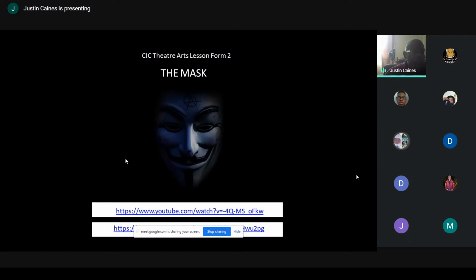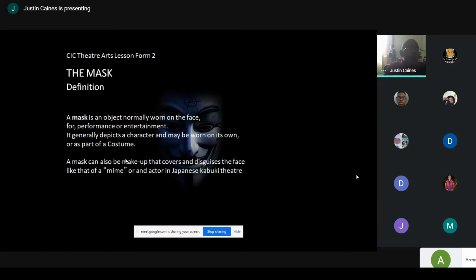First and foremost, we define what a mask is. Again, mute your mics when you don't need to talk. A mask is an object normally worn on the face for performance or entertainment, or in this case, to save your life from COVID. It generally depicts a character and may be worn on its own or as part of a costume. It could also be the makeup, like a white makeup that covers the face in mime or in kabuki or in several other cultures.